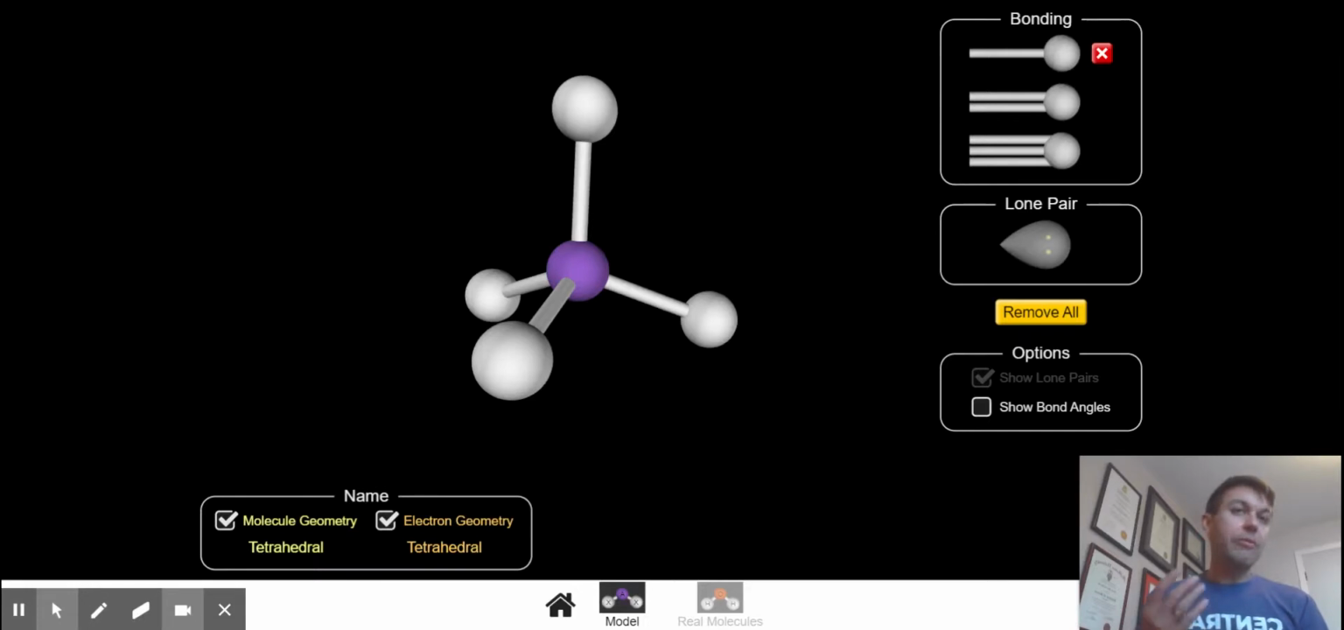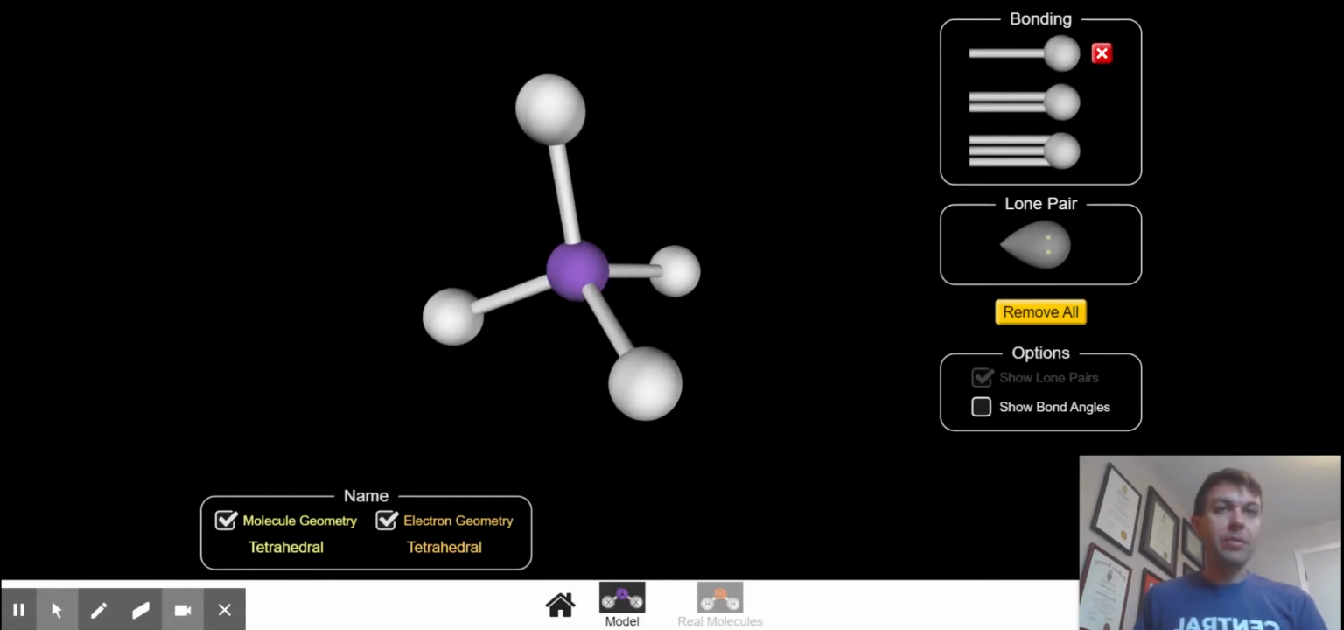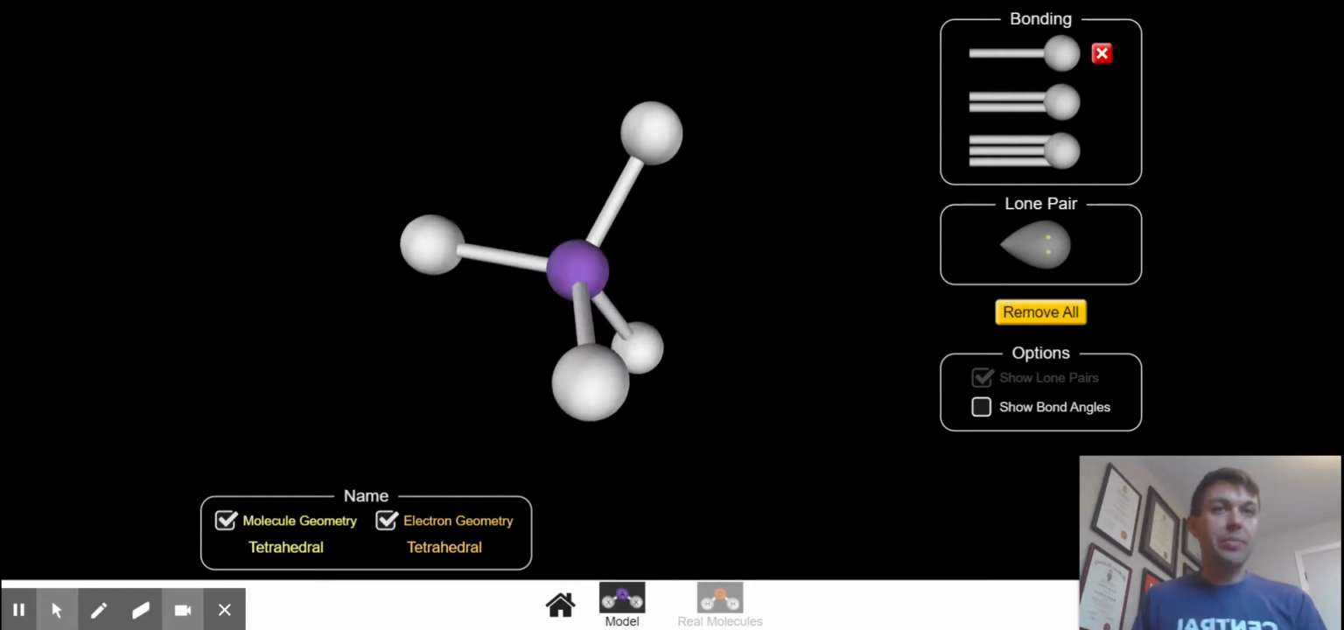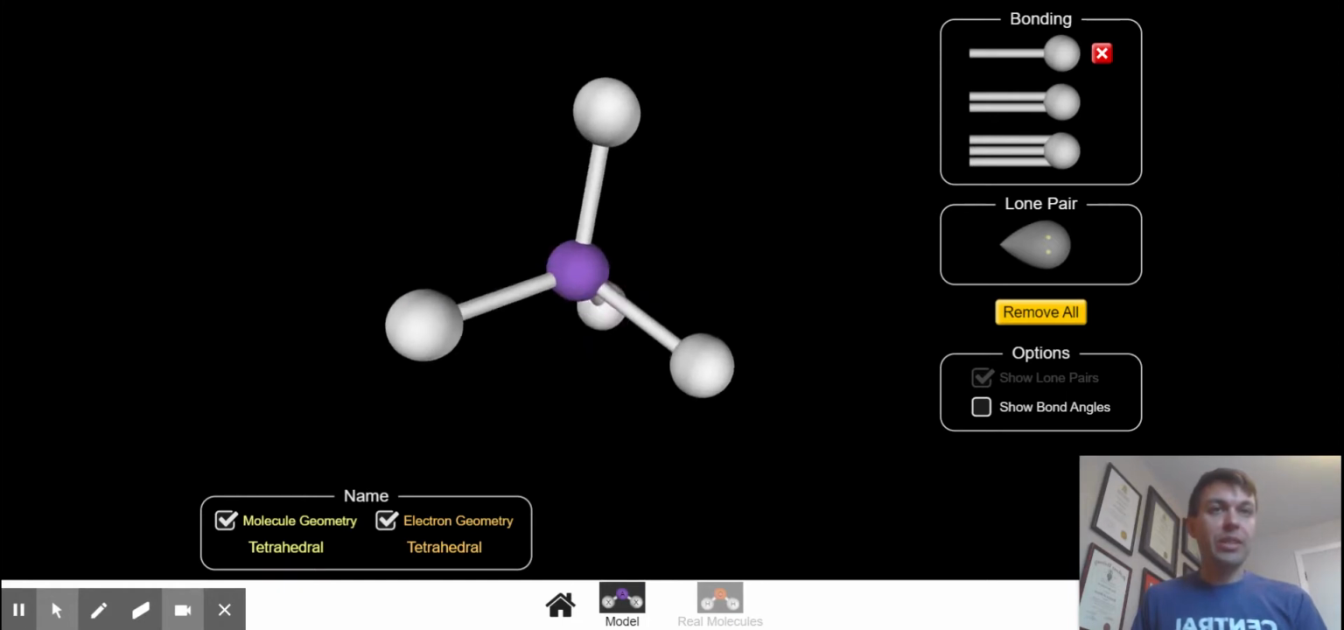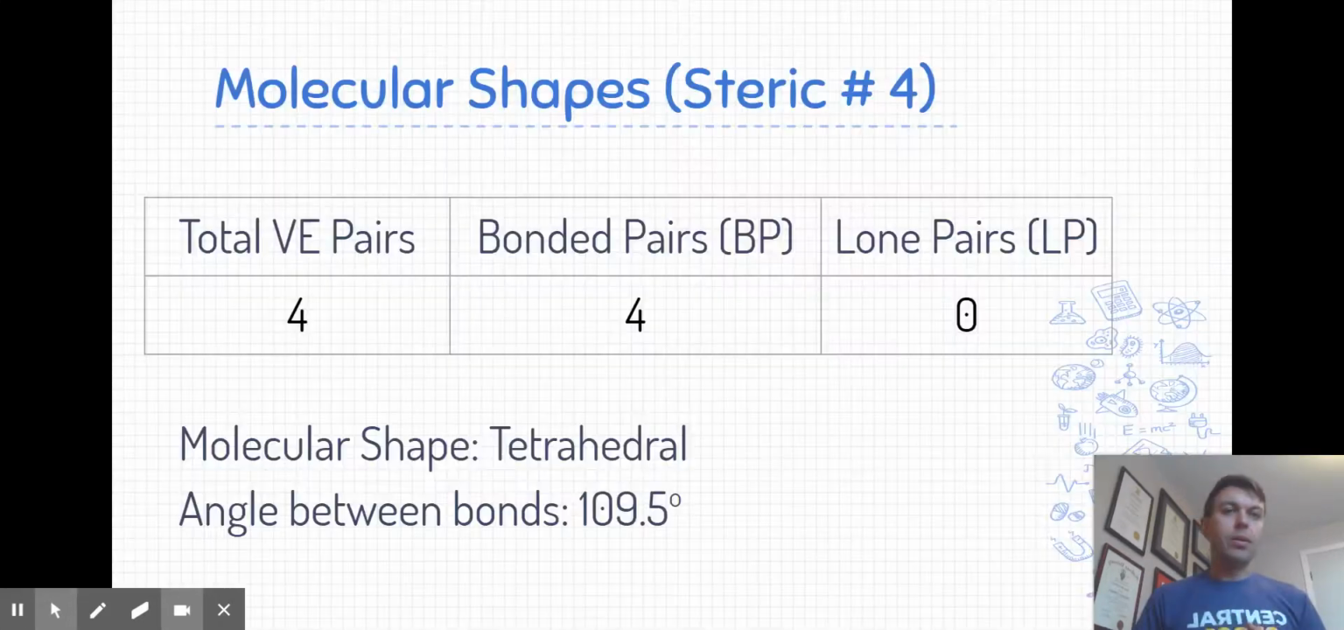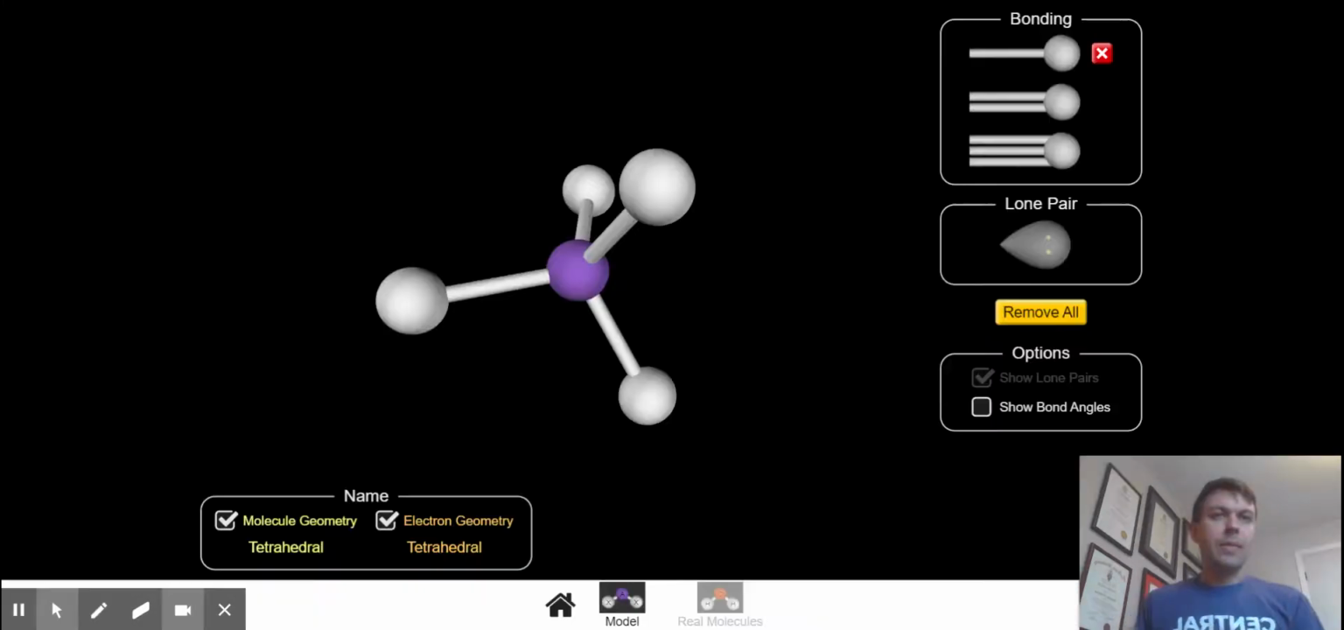Now we're moving on to 4 pairs of electrons. If all those 4 pairs are bonded pairs, we have this tetrahedral shape with 109.5 degrees between each of the bonds. Remember, this is a symmetrical shape, so no matter which way I turn it, it looks the same in all directions. When a molecule consists of a central atom and 4 bonded pairs about that central atom, this is a tetrahedral shape where there's 109.5 degrees between each of those bonds.